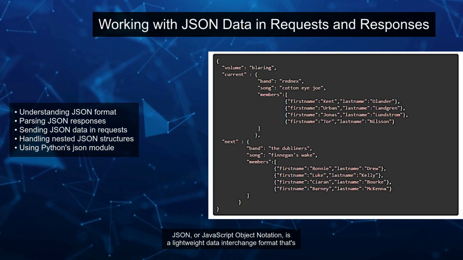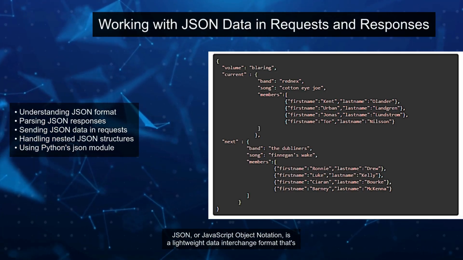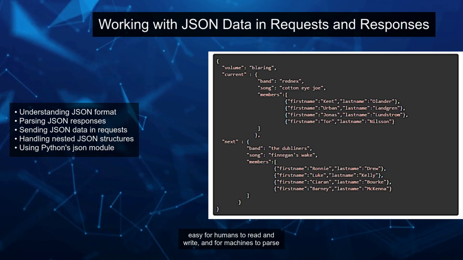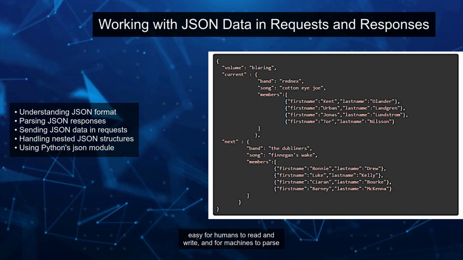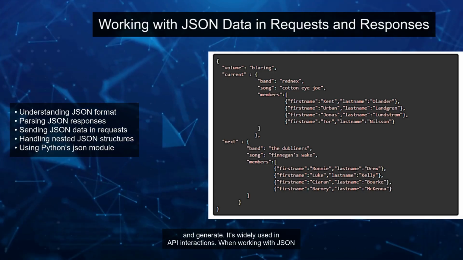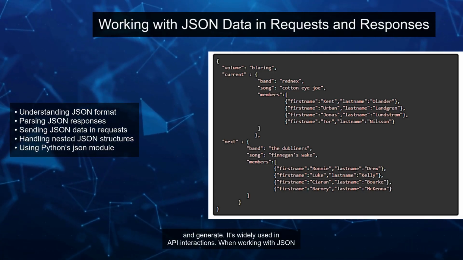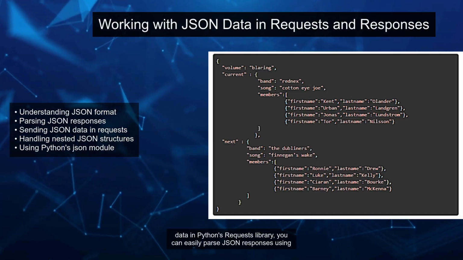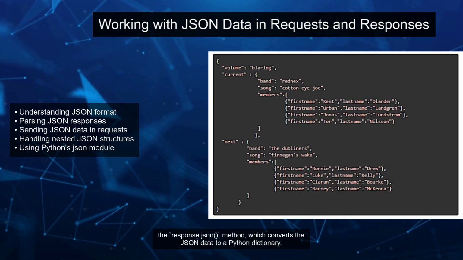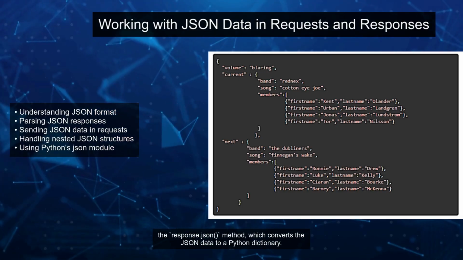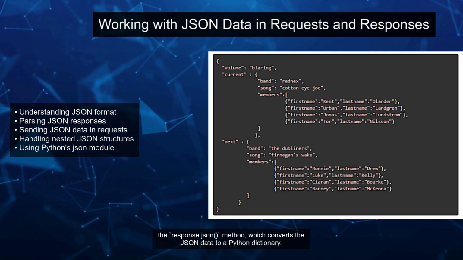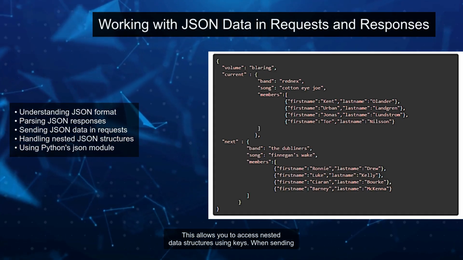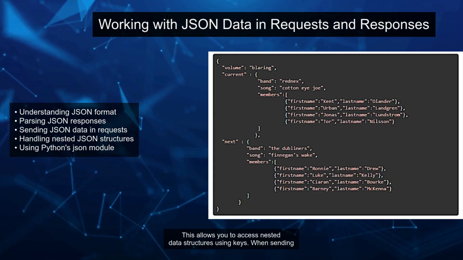JSON, or JavaScript Object Notation, is a lightweight data interchange format that's easy for humans to read and write, and for machines to parse and generate. It's widely used in API interactions. When working with JSON data in Python's requests library, you can easily parse JSON responses using the response.json method, which converts the JSON data to a Python dictionary. This allows you to access nested data structures using keys.